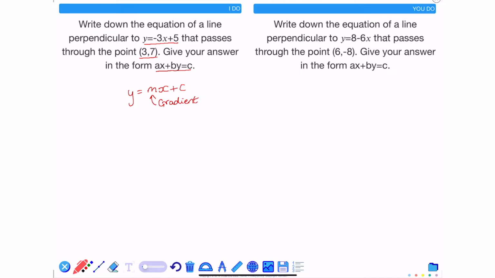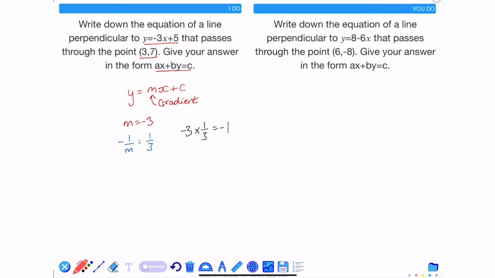The gradient of the line that I've been given is -3. The connection between a line and a perpendicular line is that the perpendicular gradient will be the negative reciprocal of this number, so -1 over m. The negative reciprocal of -3 is a third. An easy way to check that you've got this right is if you multiply the two gradients together. The product of a gradient and a perpendicular gradient will always be -1.